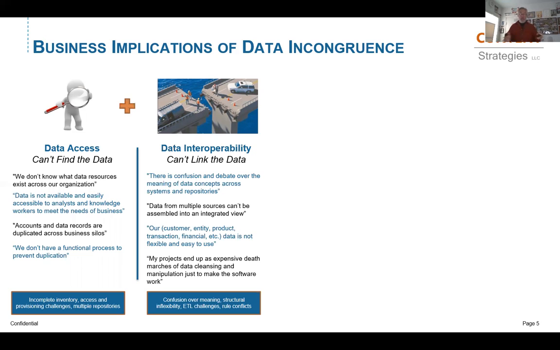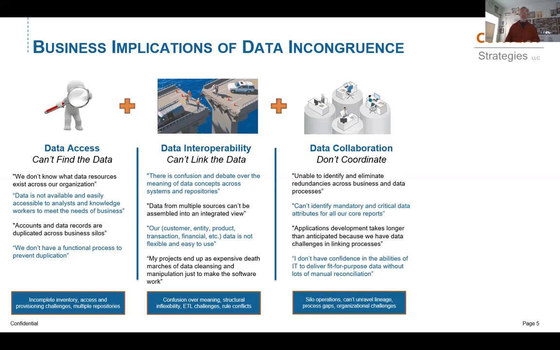multiplied by the fact that it doesn't match, right? So we have a hard time integrating it, linking it, making sure that this is the same as that. And we have this problem of same word, different meaning, different word, same meaning. A nuance is not passed across processes. And it comes from using nomenclature as the key for its activity. I love this quote at the end, where it says, my projects end up as expensive death marches of cleansing, reconciliation, and manipulation just to make the software work. And that story gets repeated over and over again.